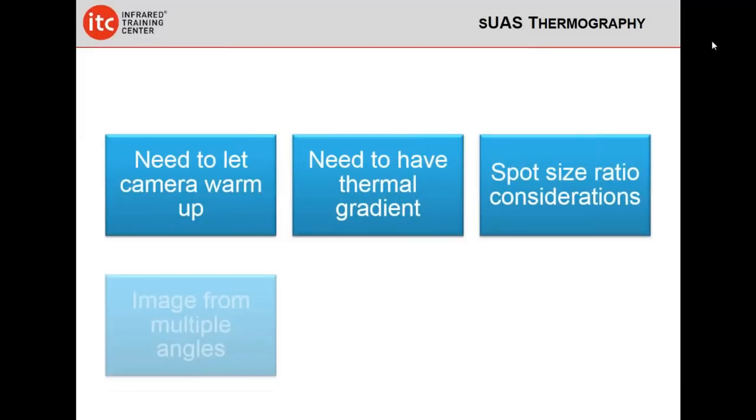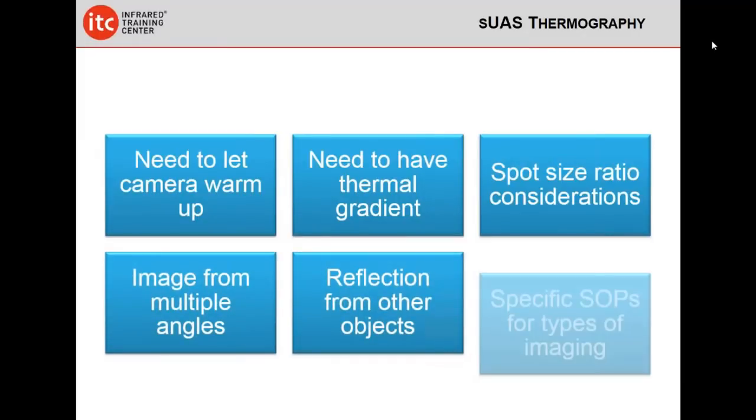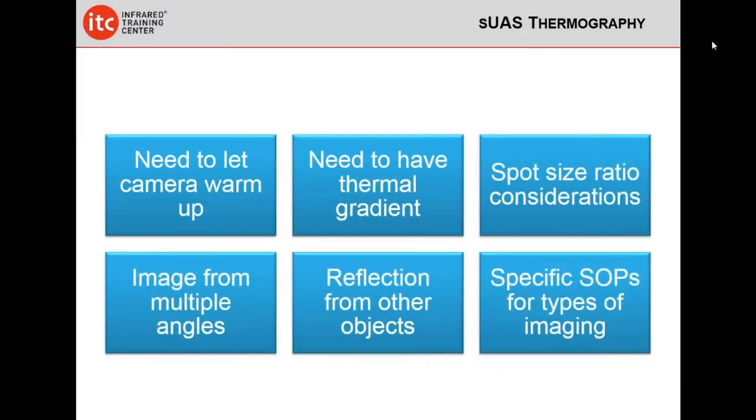You need to let the camera warm up, just like a handheld camera. We have to have a thermal gradient. No delta T, hey, no thermography. We need to have that difference in temperature. There are spot size ratio considerations, and some of them are huge because we're going to be from the air, 50 feet, 150 feet, 200 feet. We can image from multiple angles, and we can get a lot of reflections from other objects.